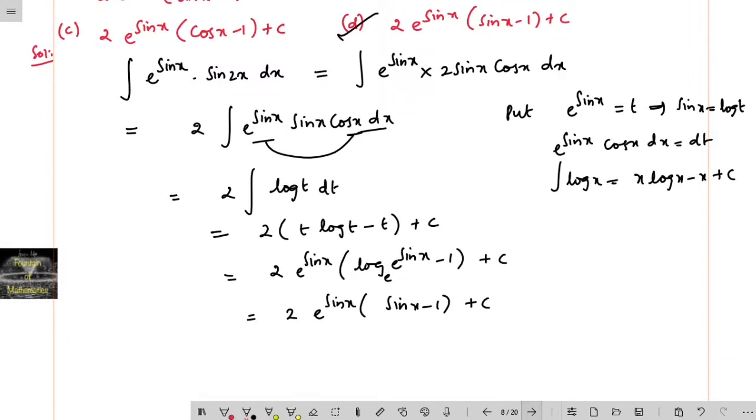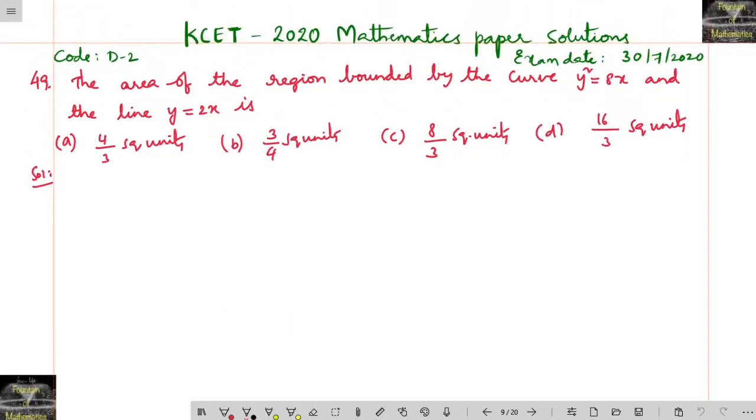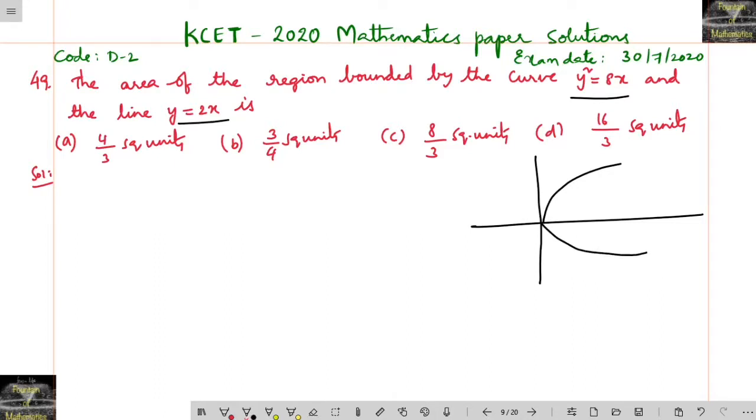Okay, next problem. The area of the region bounded by the curve y square is equal to 8x and the line y is equal to 2x. So here a parabola is given, y square is equal to 8x. Let me take, this is your parabola, and there is a straight line given y is equal to 2x. And there is an area formed between them. So here is the area formed.